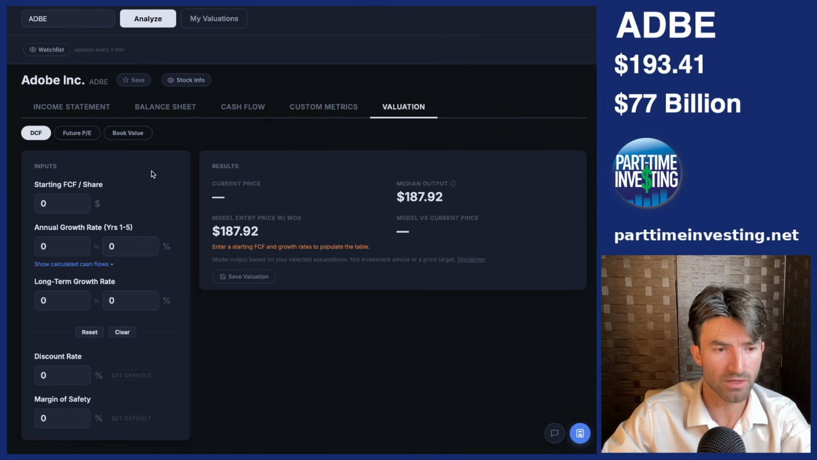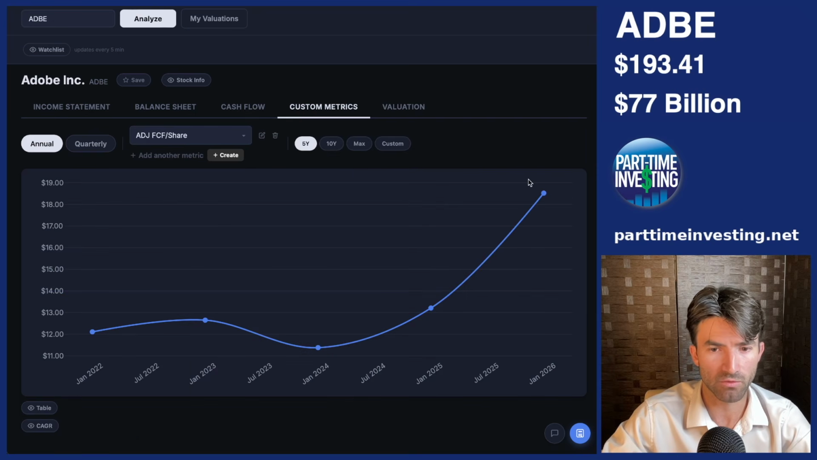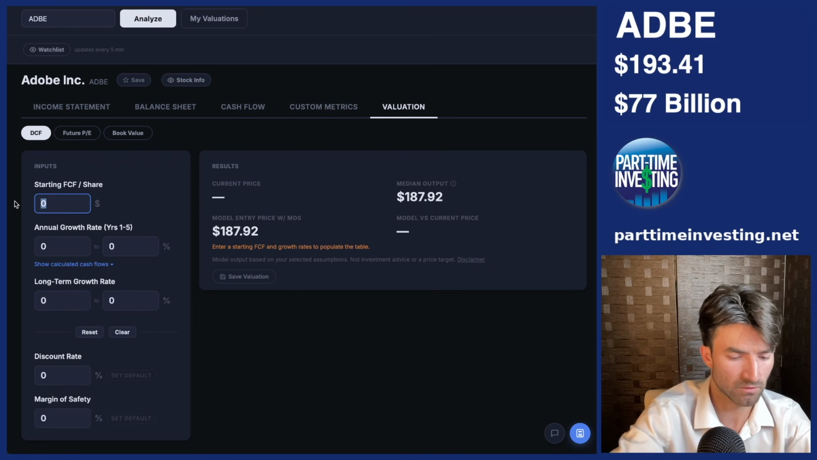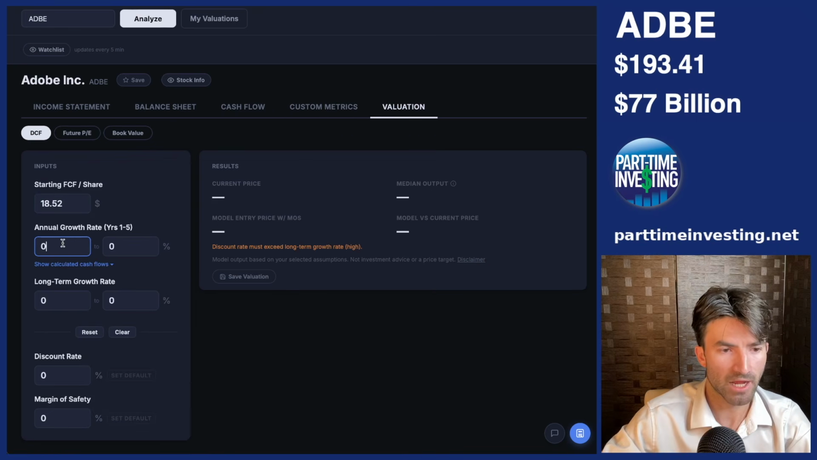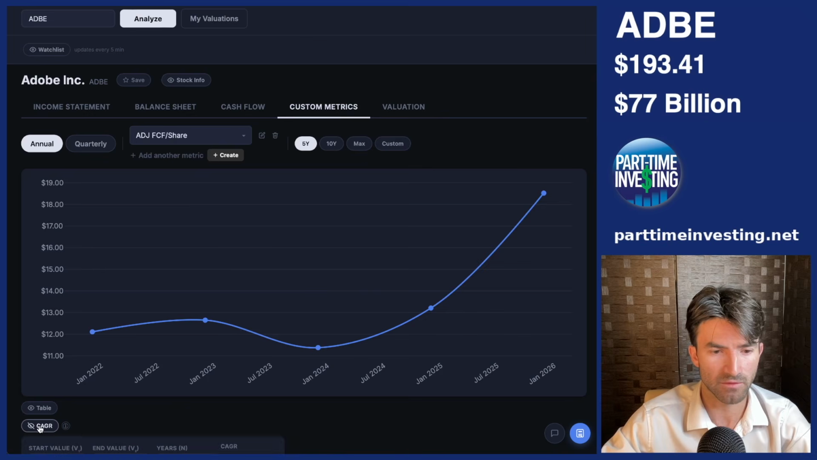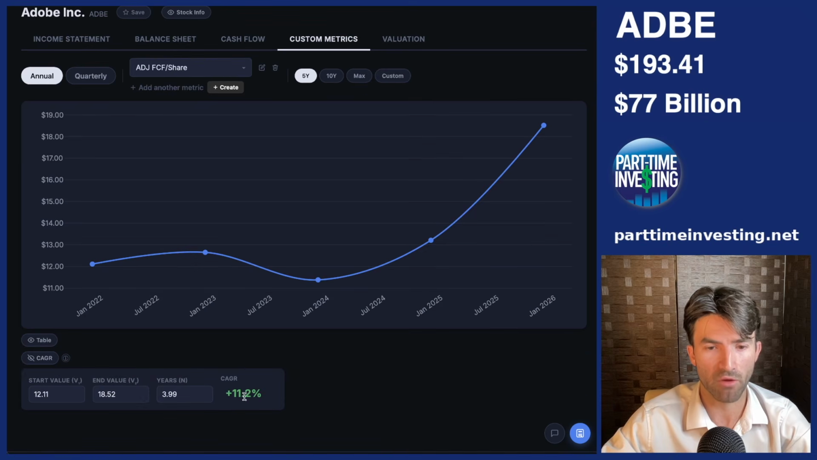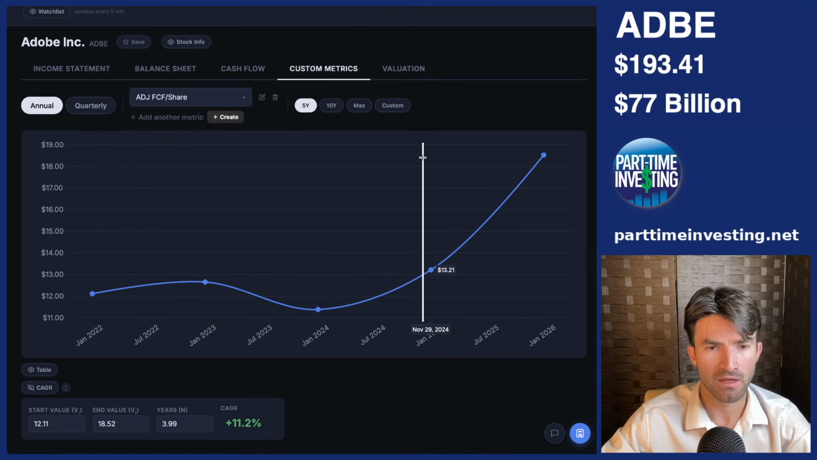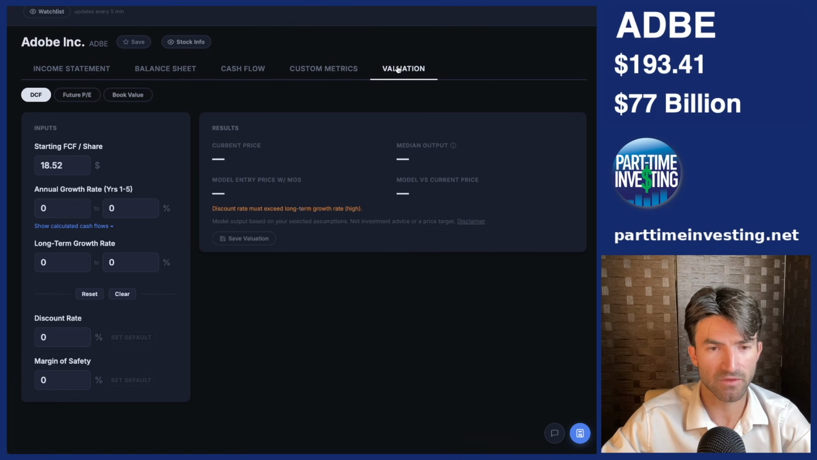So if I go to valuation, here's my DCF. The starting free cash flow was what? 1852. 1852 is what I'm going to use. Annual growth rate: what do I think they're going to do in the next 5 years? Well, they've been growing like crazy. If I look up this, 11% a year from 12 to 18, I'll put that as my high end.